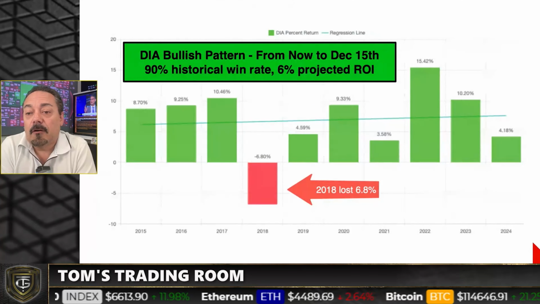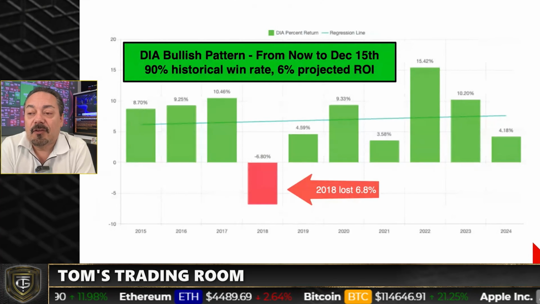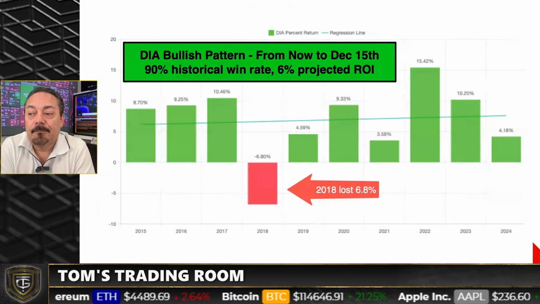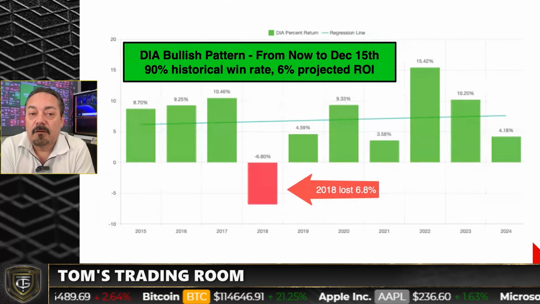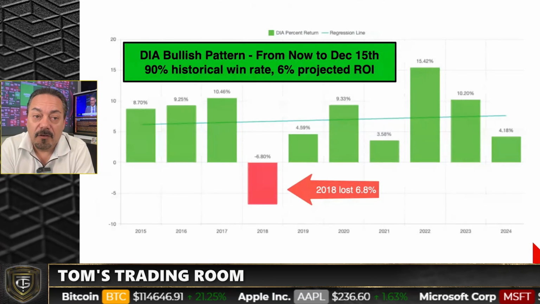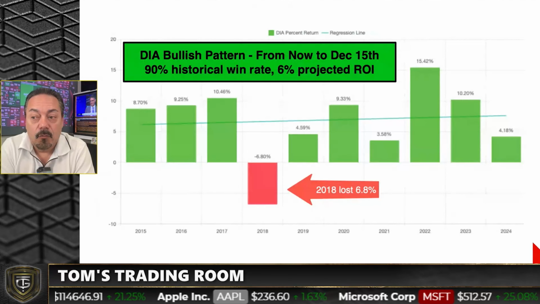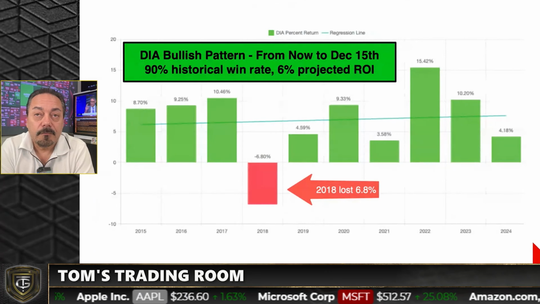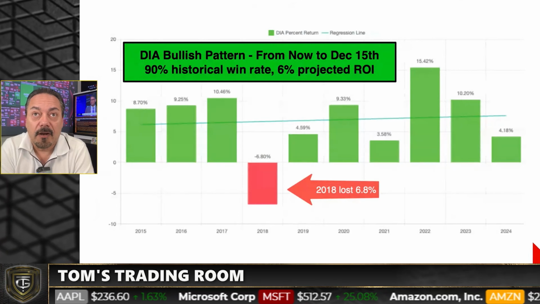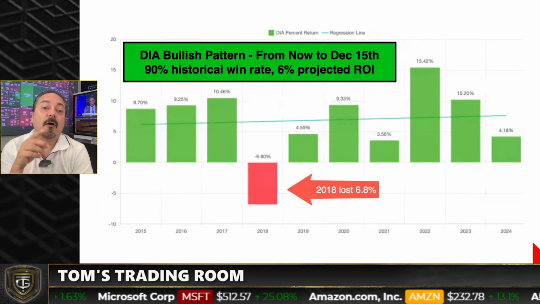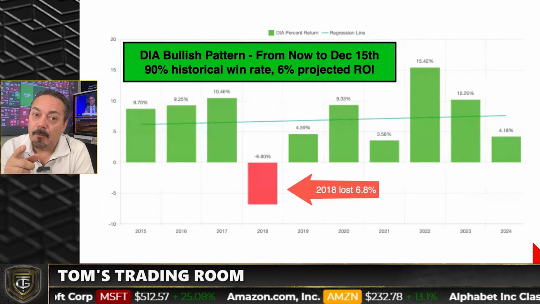2018 was the only year in this back test, in looking at all of this data, that was negative. If you remember 2018, I remember 2018, we went into the end of the year, and that was the worst quarter that we'd seen on record in some time. In fact, I remember most of it all happening in December.